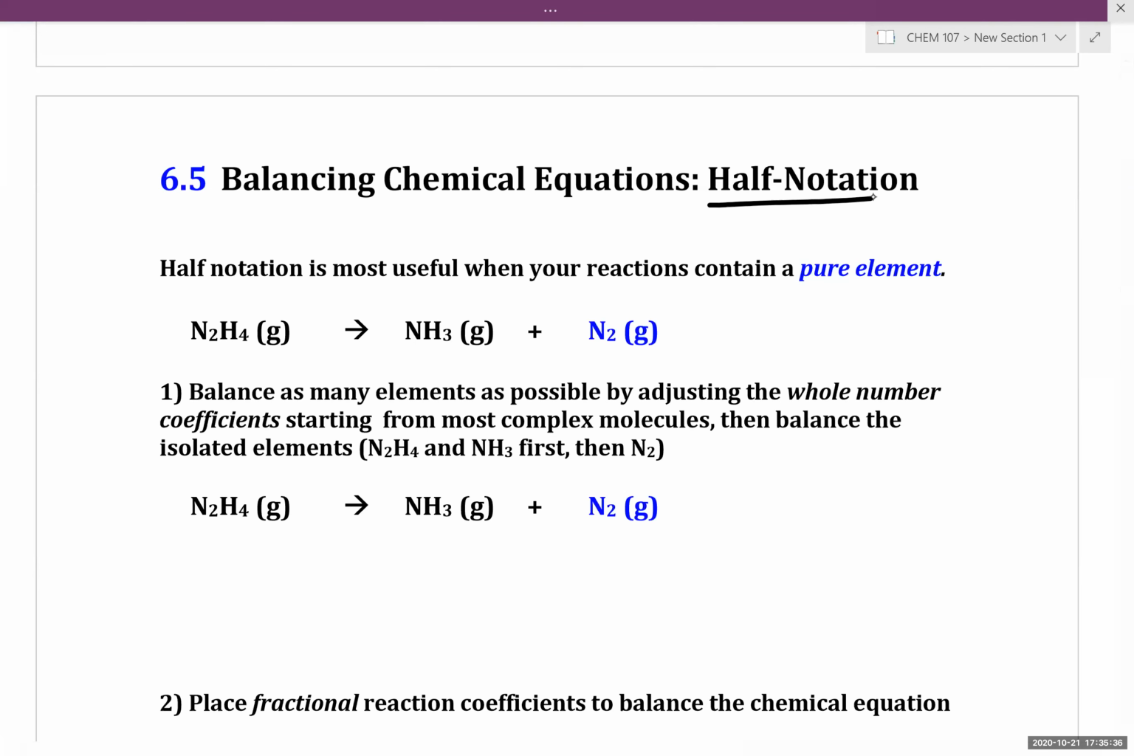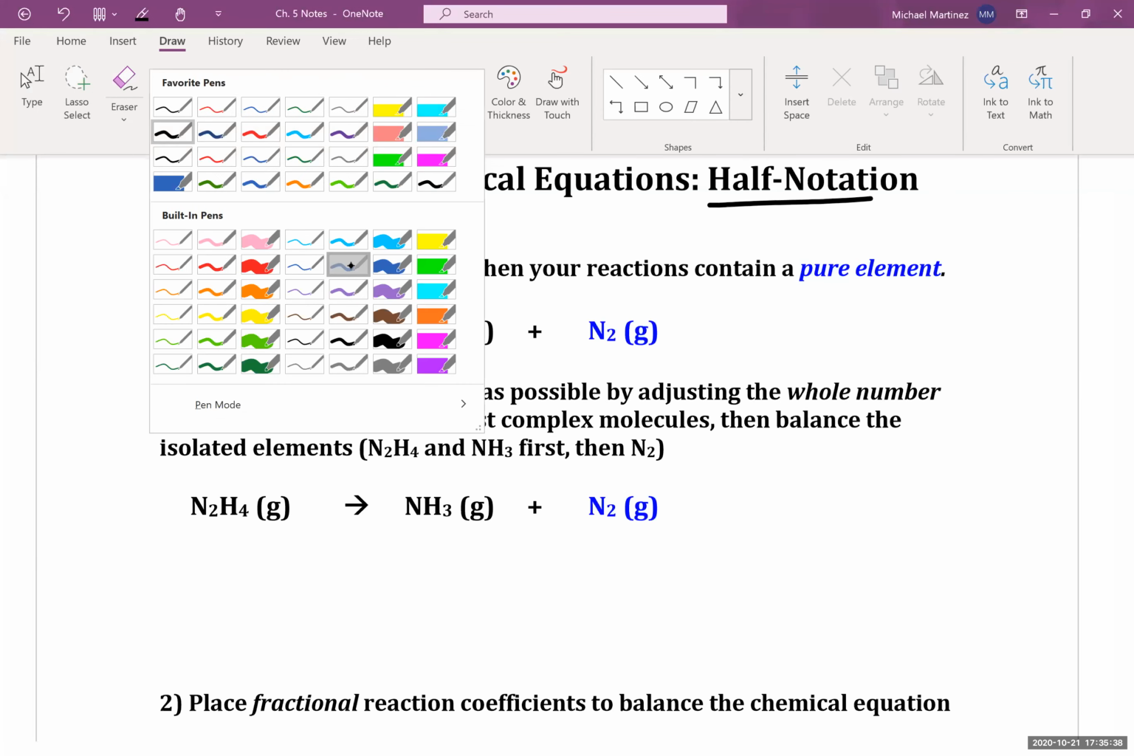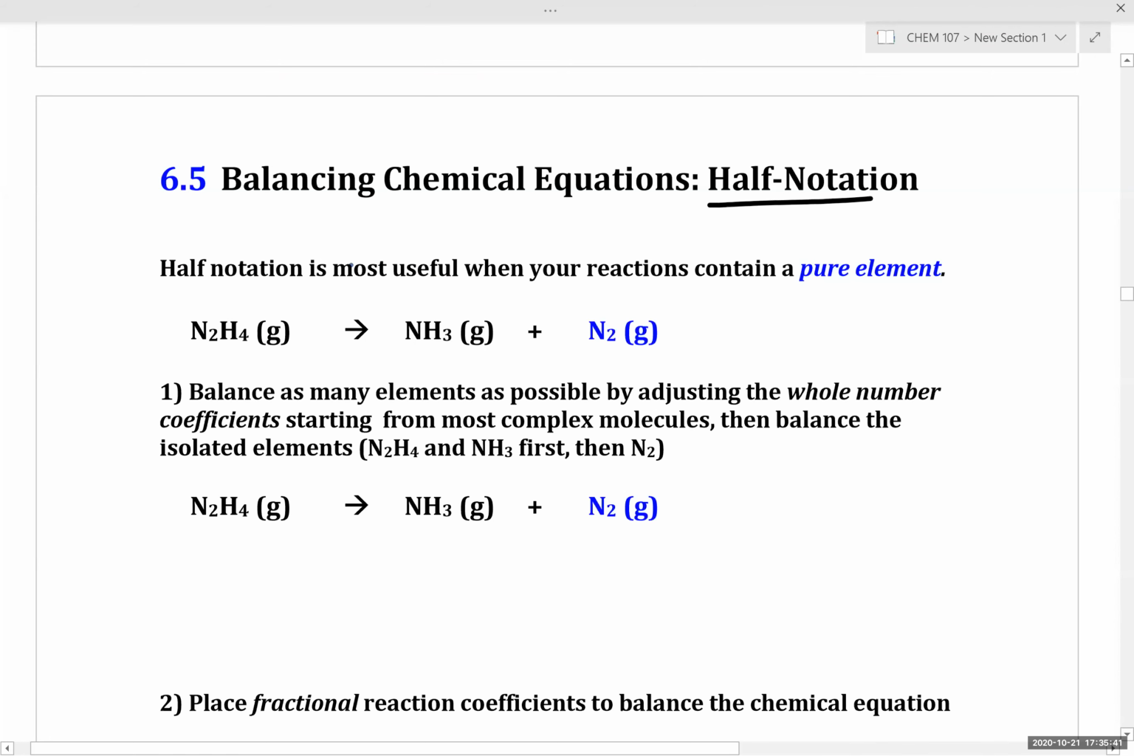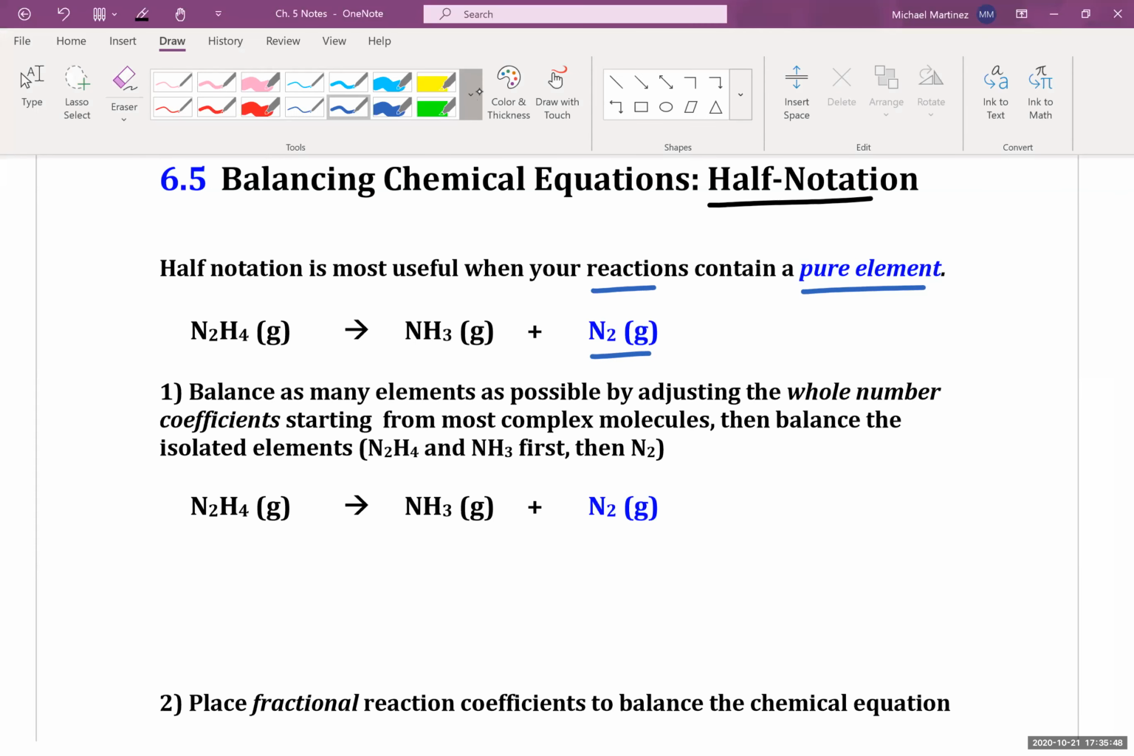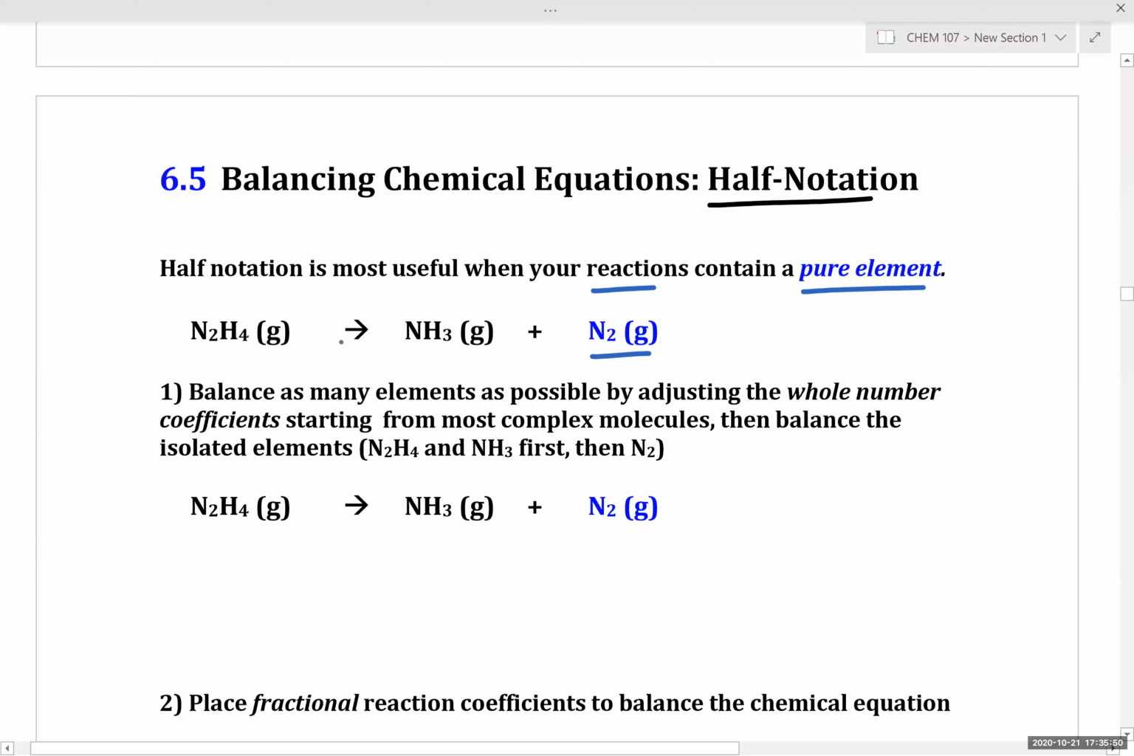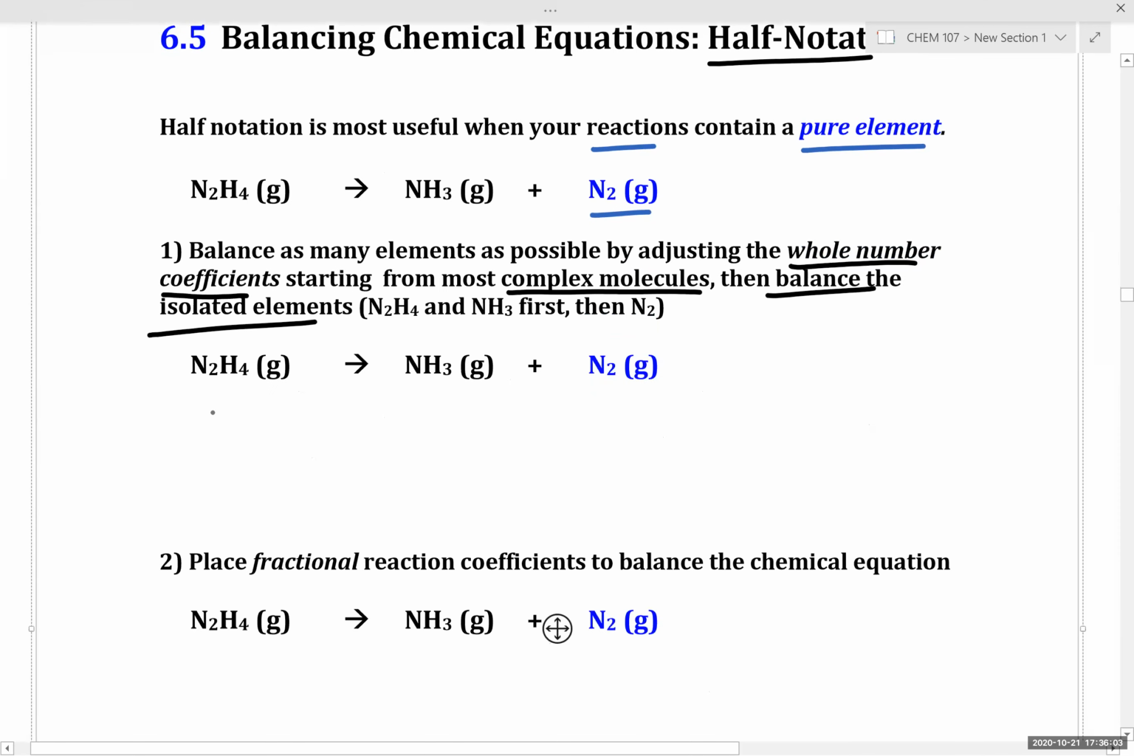Half notation is primarily useful when your reactions contain a pure element, such as nitrogen gas. That is your signpost. Your first goal is to balance as many elements as possible by adjusting the whole number coefficients, starting from the most complex molecules, followed by the isolated elements. So in this case, we see that we have 3 hydrogens on the right. We have 4 hydrogens on the left.